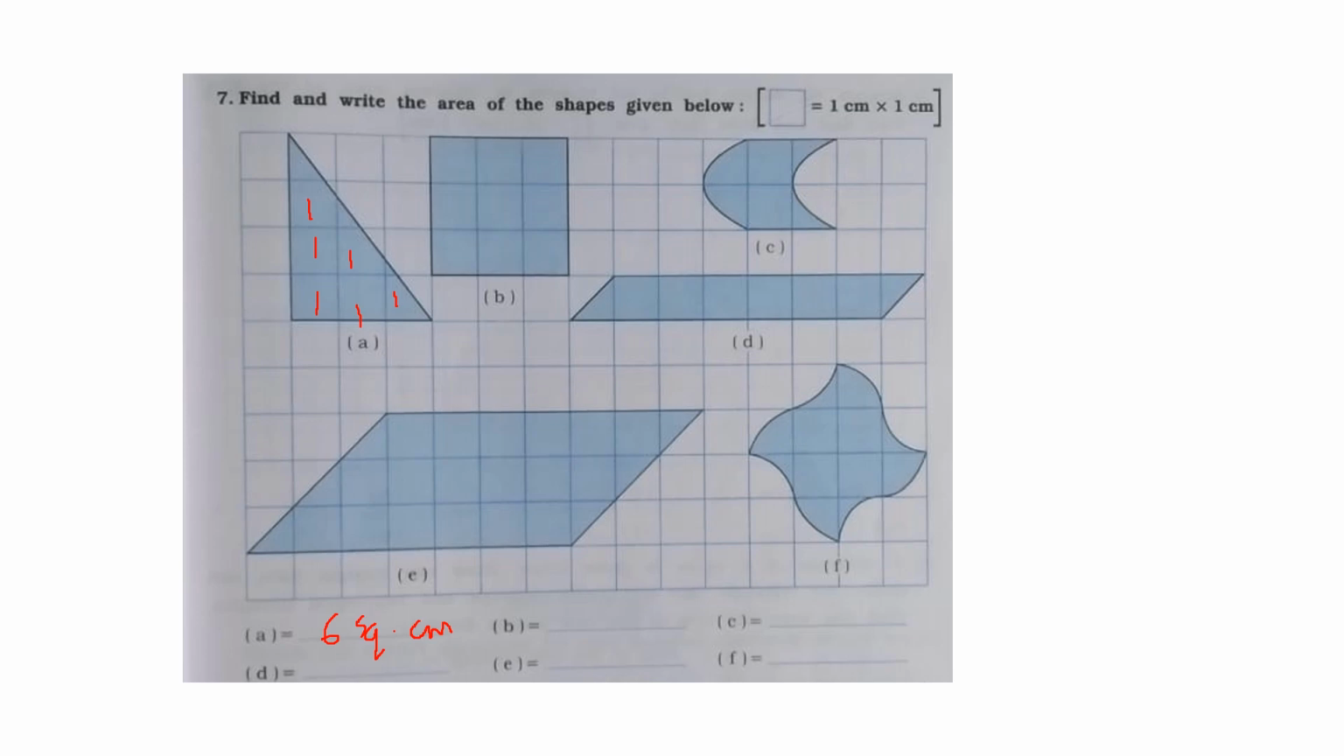Now B you can do yourself. Let's do C. So here 1 full complete square, 2, and this is more than half, so 3 and 4. And this is half. So this is less than half, no? And again this is less than half. So what is the area of figure C? It is 4 square centimeter.